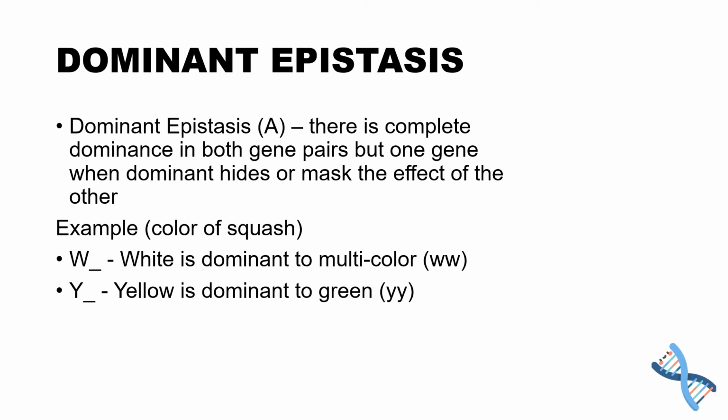So, let's take for example, yung color of squash. So, yung white na dominant W, it pertains to the white which is dominant to the multicolor na homozygous recessive w. Tapos, yung Y naman natin, dominant Y natin, it pertains to the yellow color of this squash which is dominant to the recessive na gene, homozygous recessive natin, which is yung green.